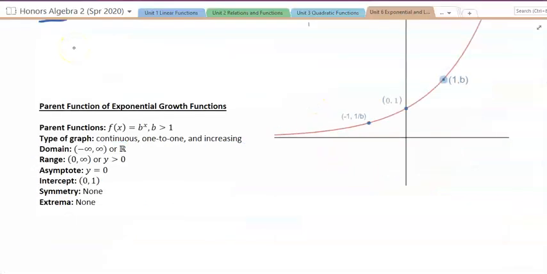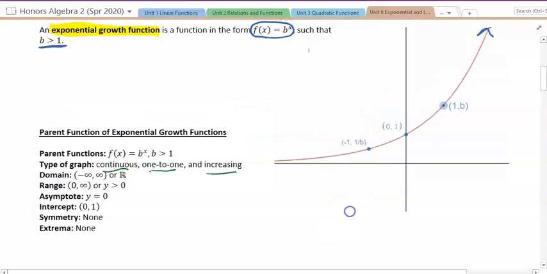So let's look at some of the key characteristics of the parent function of exponential growth functions. Like we said before, b to the x, where b is greater than 1. These functions are continuous. They are one-to-one, which means their inverses would also be a function. And as we go from left to right, the graph is, as we said, increasing, right? The domain of exponential functions is all real numbers, and the range is related to the asymptote.